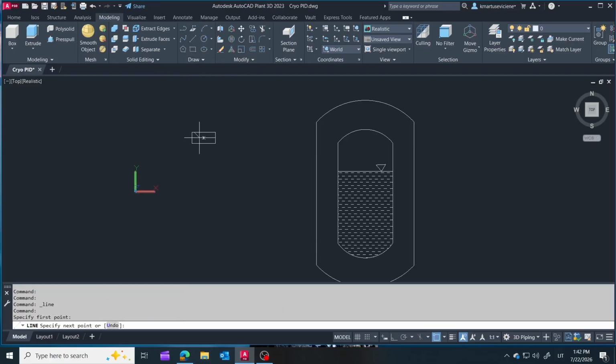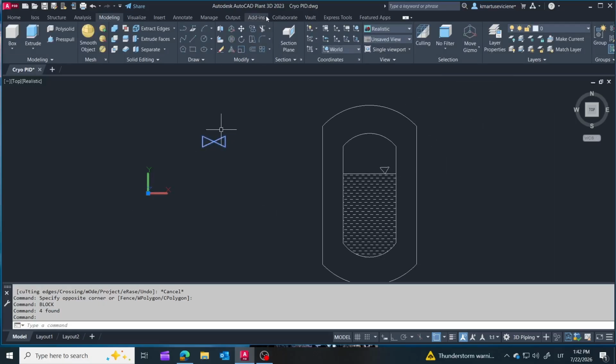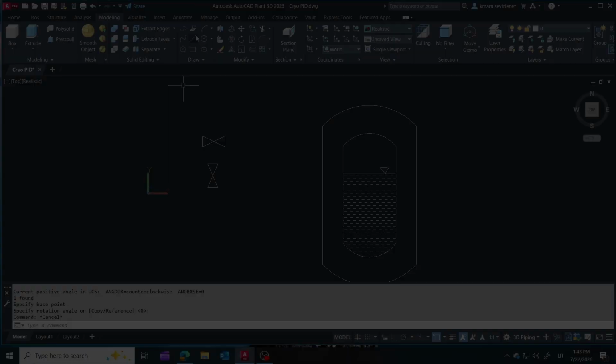With the storage tank complete, it's time to prepare one of the components we'll use throughout the entire drawing. Instead of inserting and configuring every manual valve individually, I'll create a reusable valve template. This keeps the workflow faster, the symbols consistent, and makes it much easier to build larger P&IDs.